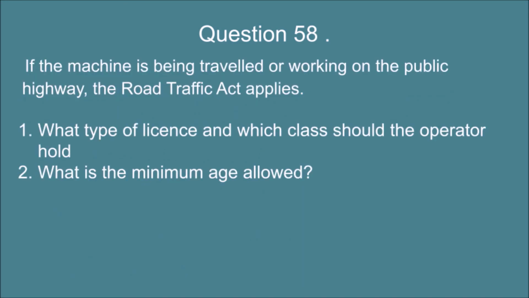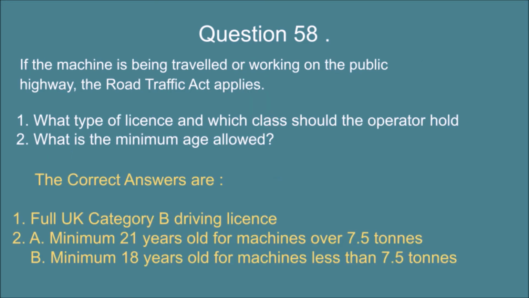Question 58. If the machine is being traveled or working on the public highway, the Road Traffic Act applies. 1. What type of license and which class should the operator hold? 2. What is the minimum age allowed? The correct answers are, 1. Full UK Category B driving license. 2. A minimum 21 years old for machines over 7.5 tons. B. Minimum 18 years old for machines less than 7.5 tons.